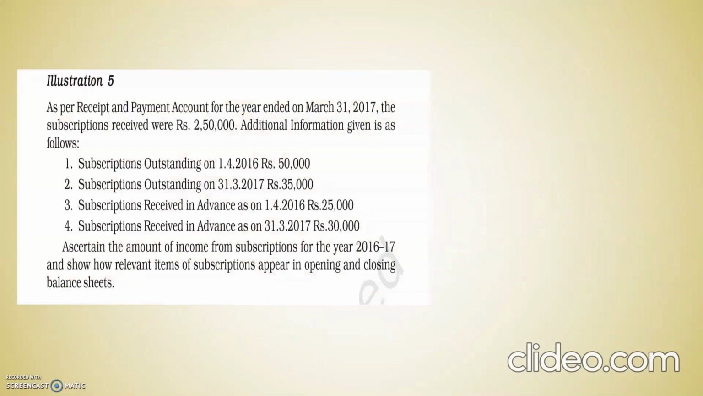So I hope this example is clear. Let us see one more illustration. As per receipt and payment account for the year ended 31st March 2017, the subscriptions received were 2,50,000. So subscription received in the receipt and payment account for the year ending 31st March 2017 is 2,50,000. Additional informations are given and we are asked to ascertain the amount of income from subscription for a current year, and also we have to show the relevant item of subscription appearing in opening balance sheet and closing balance sheet.